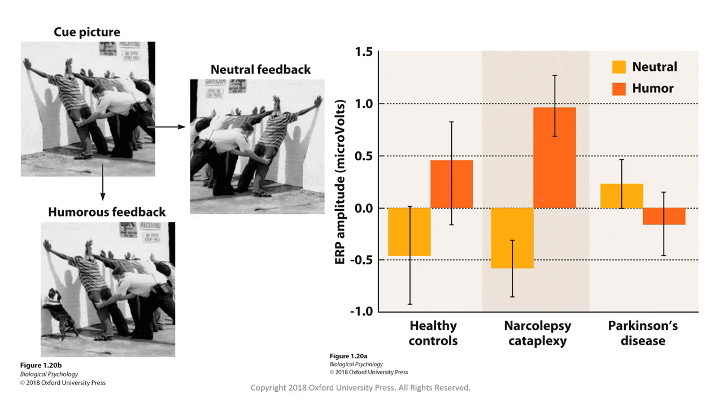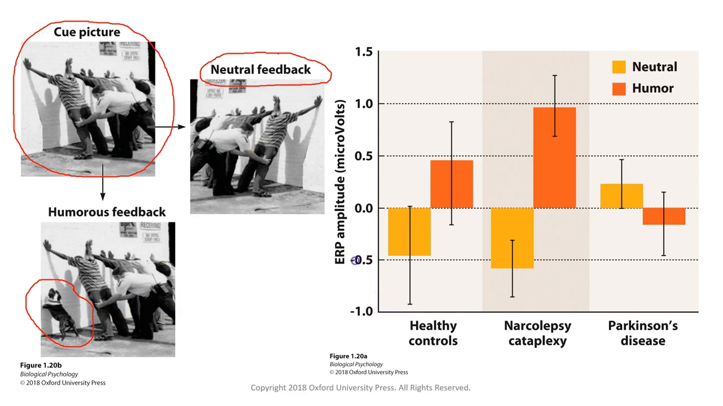So they created an experiment where they could actually measure the brain's response to humor. They presented participants that were either healthy controls, had narcolepsy, which is a sleep disorder, or Parkinson's disease, which is a motor disorder, with a cue, and then either provided a neutral feedback, which was just the image flipped over, or a humorous feedback, represented by the dog also waiting for its pat down.